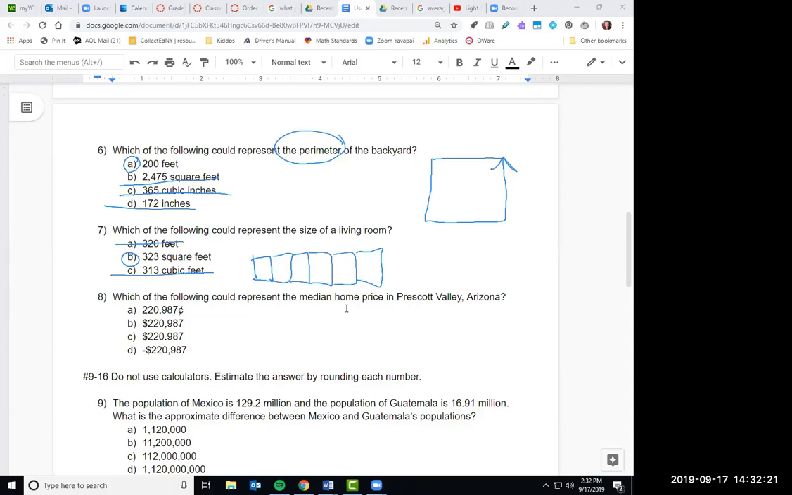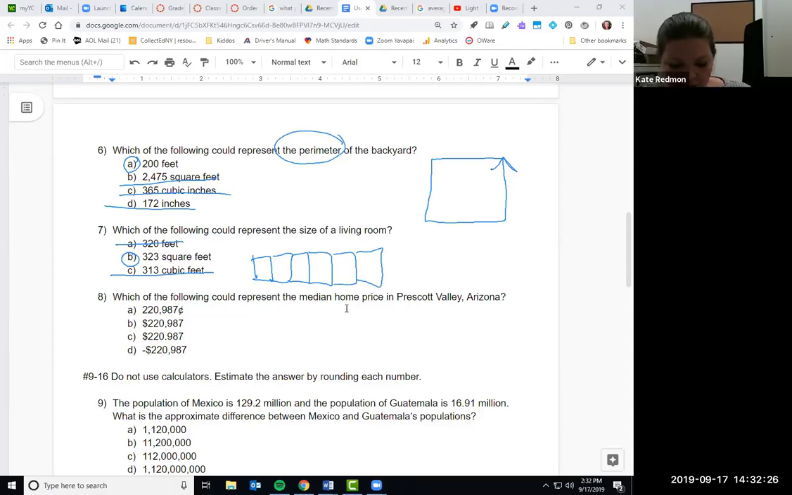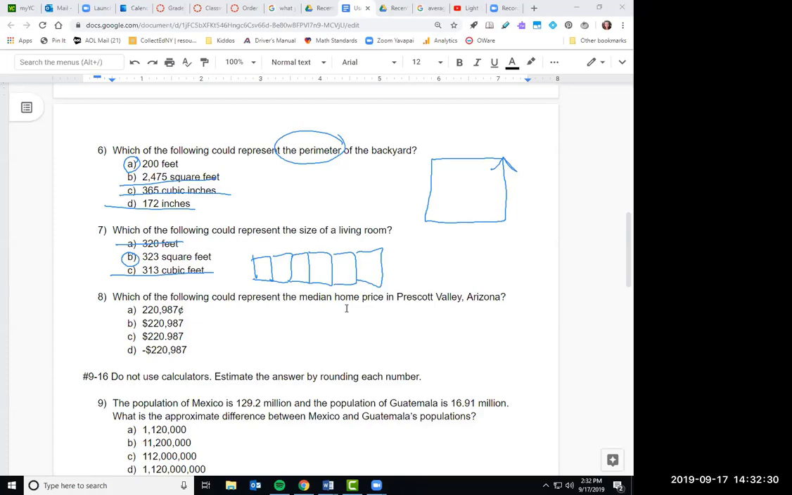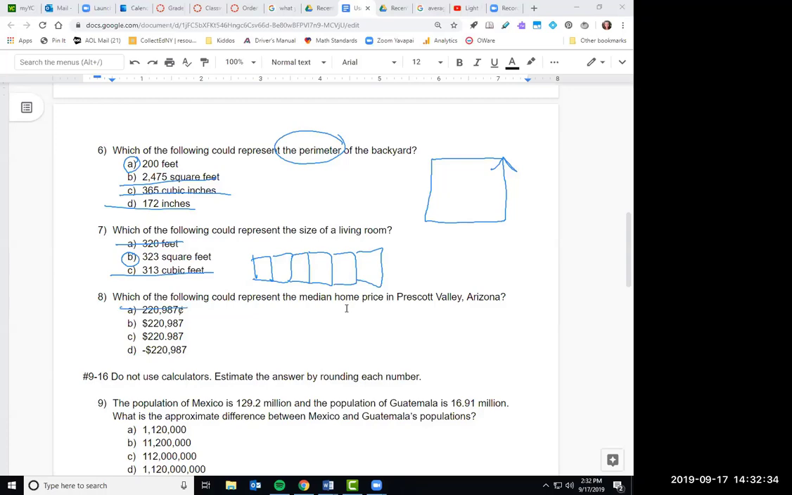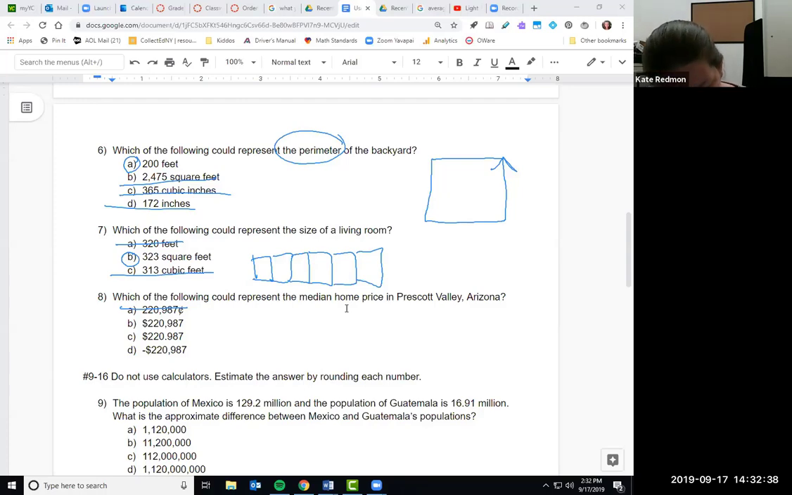You can get rid of A. David says, get rid of A. What don't you like about A, David? The cents. You don't think they're going to charge me 220,000 cents? Yeah, probably not. I hope not. Anyway, I hope they do, because if 220,000 cents is only like $2,000, that'd be a cheap house.